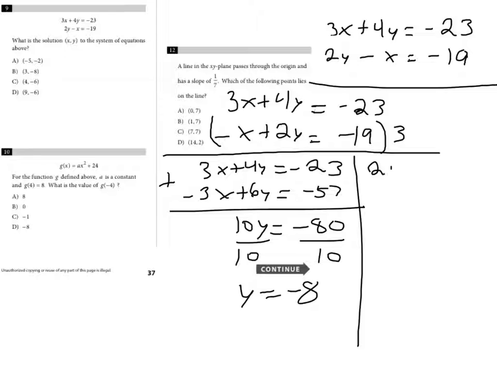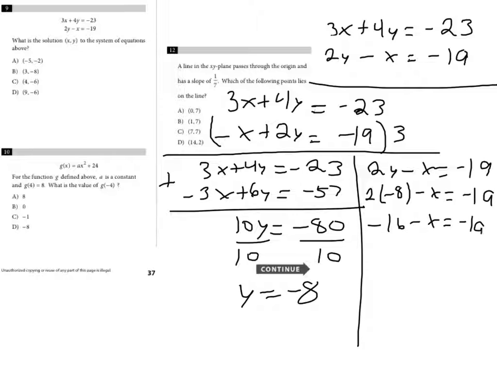So 2y minus x equals negative 19. But instead of saying 2y, I'll say 2 times negative 8 minus x now equals negative 19. Okay, so that's negative 16 minus x equals negative 19. And we'll get what? Negative x equals negative 3. And that gives us that x now equals positive 3. So, system of linear equations. We have y equals negative 8 and x equals 3, which would give us an answer of B.